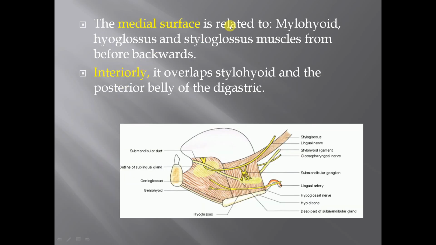The medial surface is related to the mylohyoid, hyoglossus and the styloglossus muscles from before backward. Inferiorly, it overlaps the stylohyoid and the posterior belly of the digastric. So this is the styloglossus muscle.